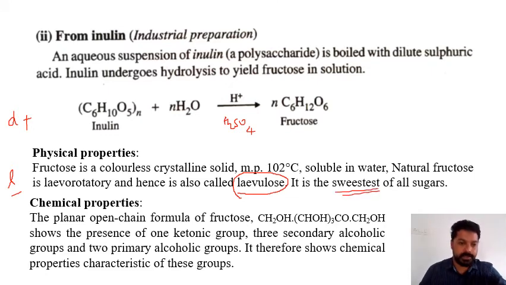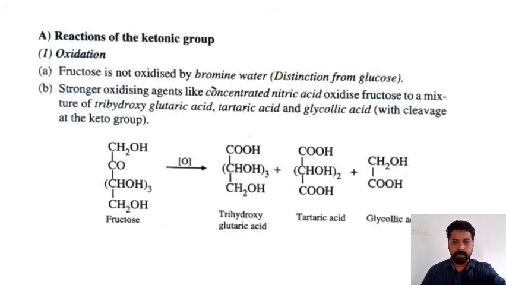Fructose is very sweet. Coming to the chemical properties, the open chain formula of fructose is this one. You can see a ketonic group as well as some primary and secondary alcoholic groups. So it shows properties similar to ketones as well as alcohols. Let's see some of the properties.